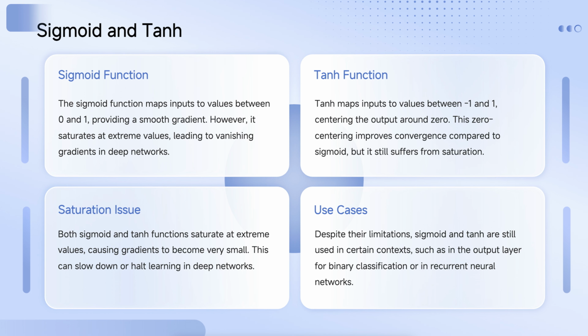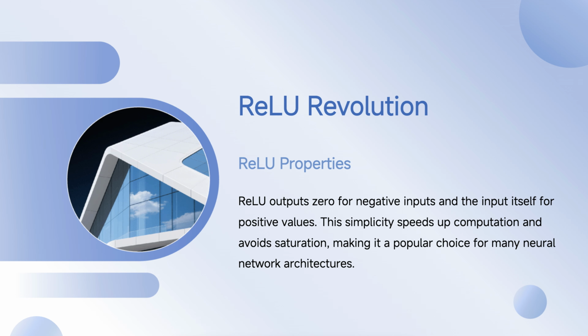The two classic activation functions are sigmoid and tanh. The sigmoid maps inputs between 0 and 1, but it tends to saturate, meaning that gradients become very small and learning slows down. Tanh improves on this by centering outputs between -1 and 1, but it still suffers from saturation at extremes. Then came the ReLU, or rectified linear unit, the most widely used function today. It outputs 0 for negative values and the input itself for positive ones. ReLU's simplicity and efficiency helped drive the deep learning revolution by avoiding the vanishing gradient problem.